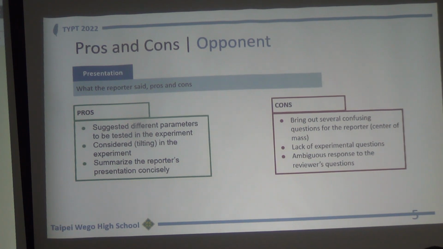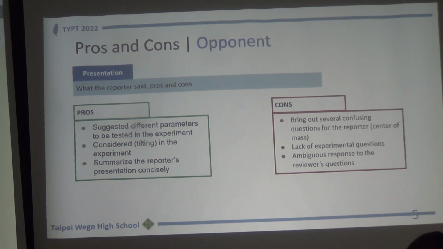And now I'll talk about the opponent's presentation. She talks about what the report said and the pros and cons. As for the advantages, first, she suggested different parameters to be tested in an experiment. Second, she considered tilting in an experiment. And third, she summarizes the reporter's presentation concisely.